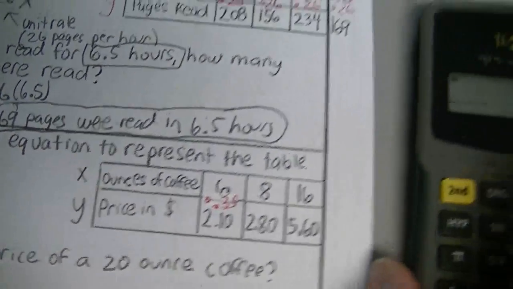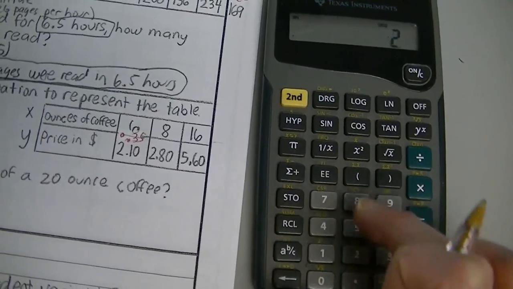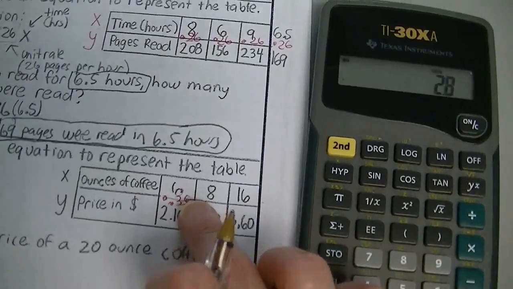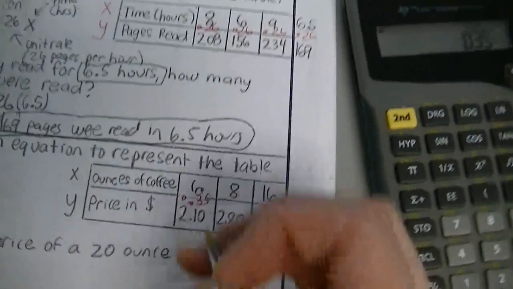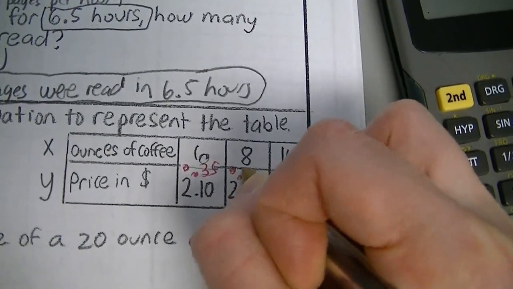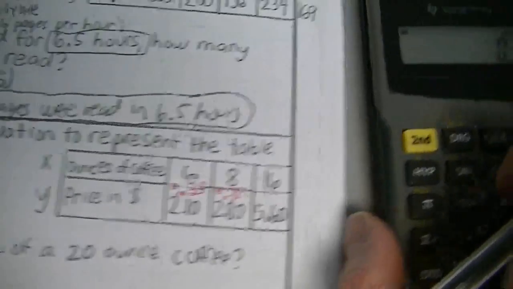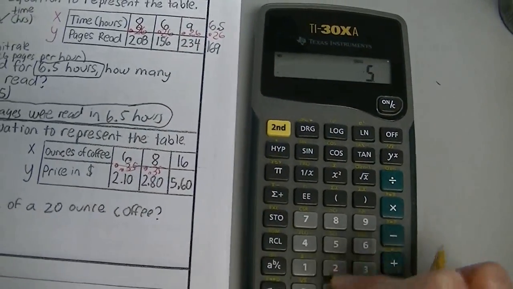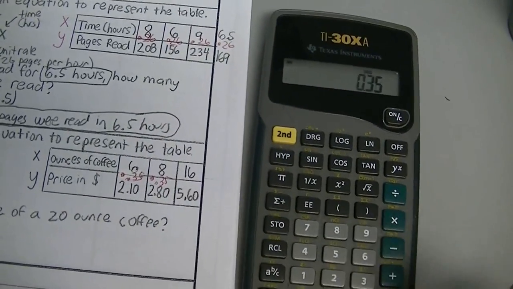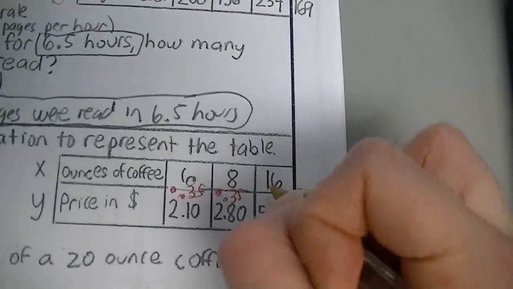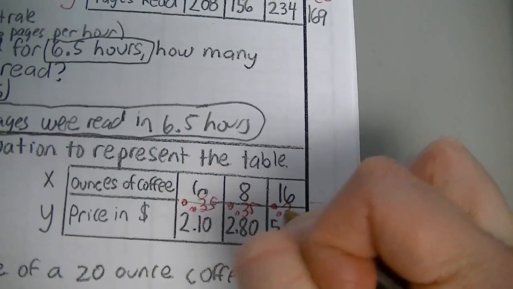And I got to go $2.80 divided by 8. 2.8 divided by 8 gives me the same thing, times 35 cents. Now $5.60 divided by 16. And that is also 35 cents. So this is a proportional table.